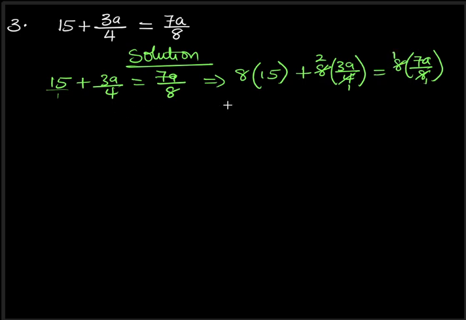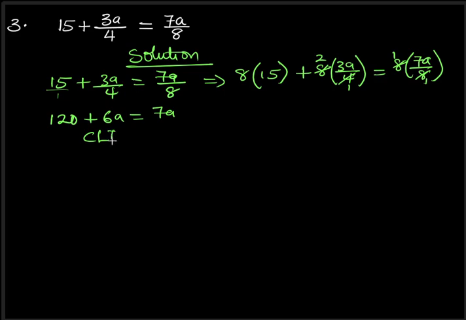So what are we to have here? We'll be having 8 times 15, that will give us 120, plus 2 times 3a, that will give us 6a, equal to 1 times 7a, that will give us 7a. So we'll collect like terms. I think it will be easier to take the variable to the right hand side.